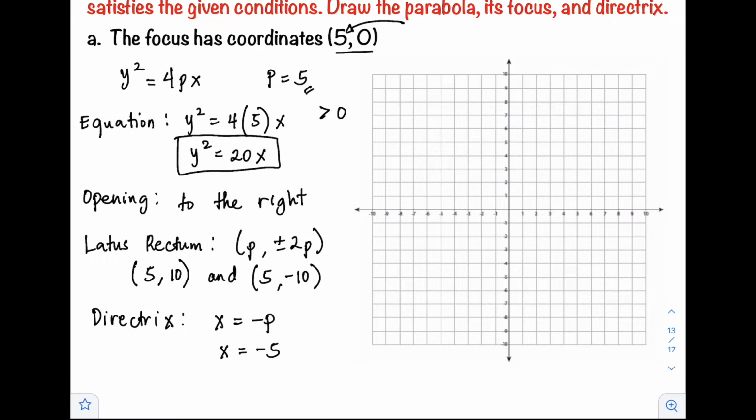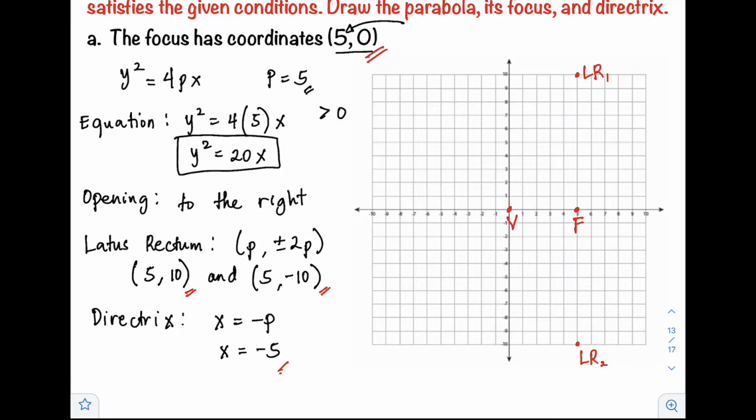Got it, guys? After we identify the different parts of our parabola, we can now sketch it on our Cartesian plane. First, of course, our vertex at the origin, followed by the focus, which is given. We have (5, 0). Then our latus rectum, which is at (5, 10), here on the upper part, and (5, negative 10), here on the lower part.